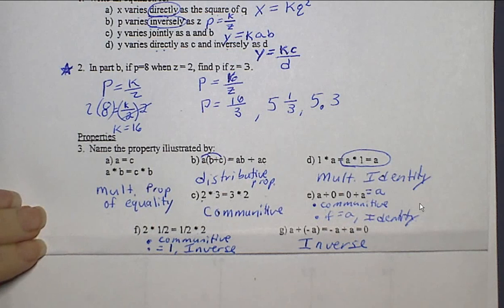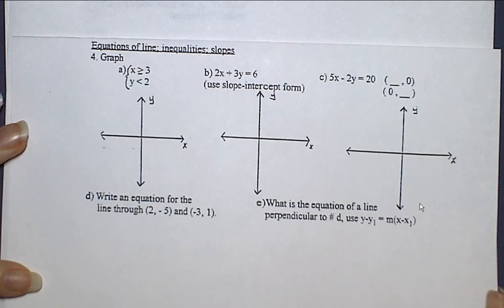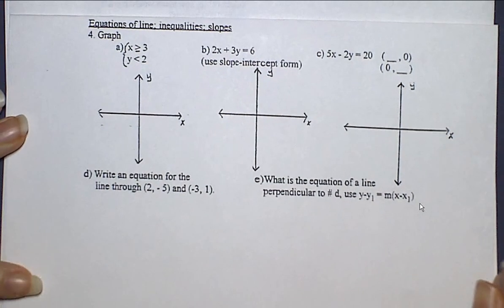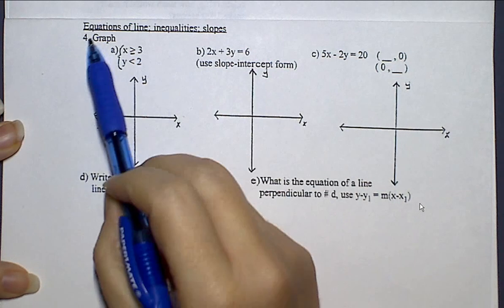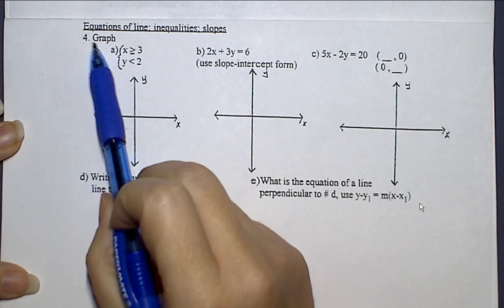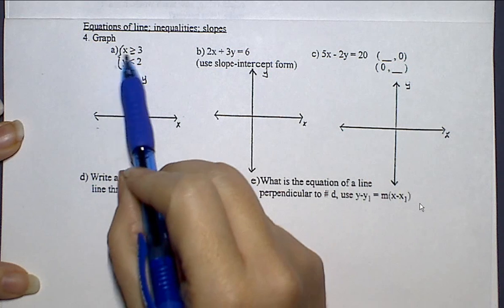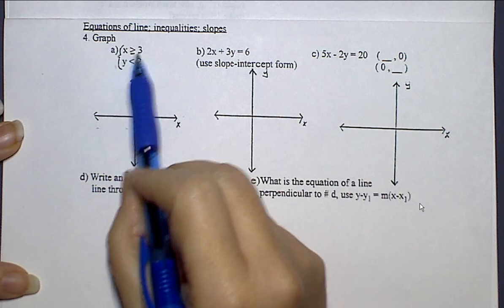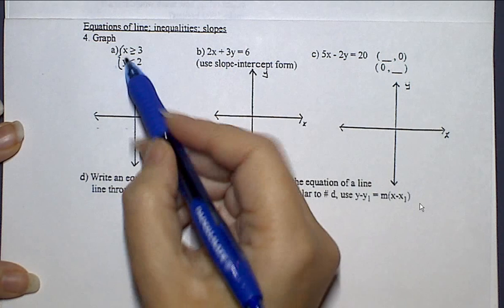Alright, now I'm going to flip the paper over so I can do the next set of problems. It says to graph the set x is greater than or equal to 3 and y is less than 2. So the first thing we want to do is we want to do our boundaries.